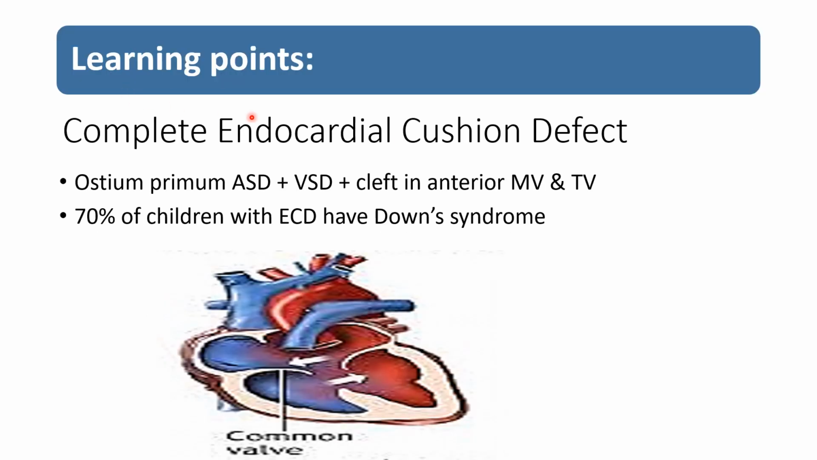So the learning points are: in complete endocardial cushion defect the patient will have ostium primum ASD plus VSD plus cleft in the mitral and tricuspid valves. Here in this image you can see this is the atrial septal defect, this is the ventricular septal defect, and the cleft in the mitral and tricuspid valves leads to a single atrioventricular valve. So this is a common valve between both atria and both ventricles. 70% of children with ECD have Down syndrome, or we can say it is the most common congenital heart disease in Down syndrome patients.